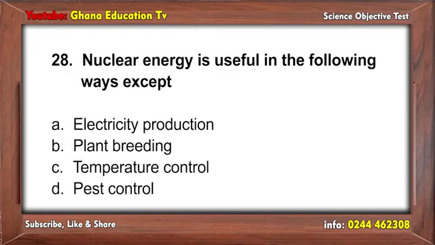Number 28. Nuclear energy is useful in the following ways except A. Electricity production. B. Plant breeding. C. Temperature control. And D. Pest control.